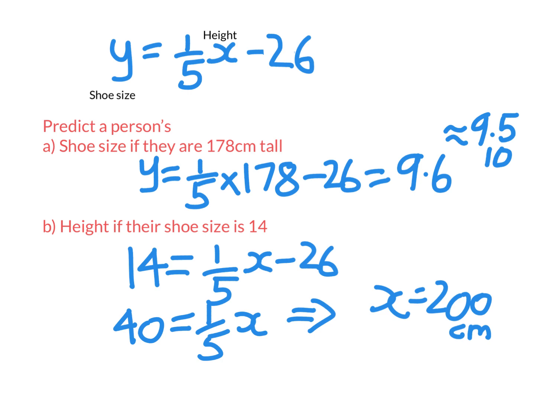The line of best fit and knowing its equation allows us to make predictions. Of course, such predictions are not perfect. Doesn't mean someone with shoe size 14 will absolutely be 2 meters tall. Again, just a prediction.